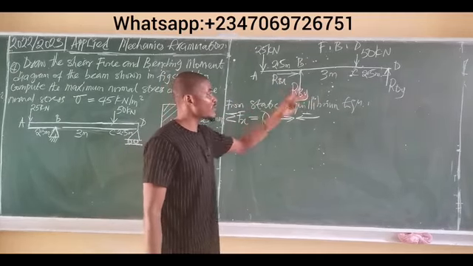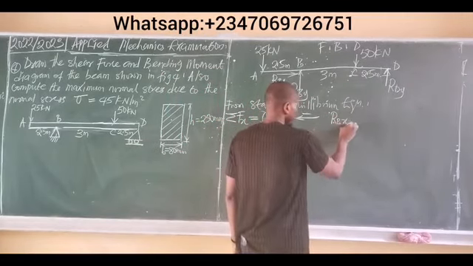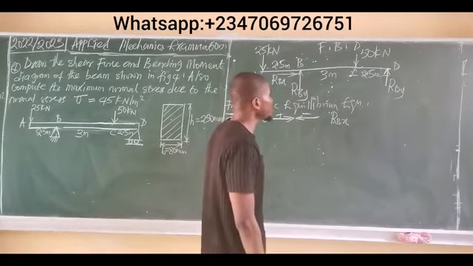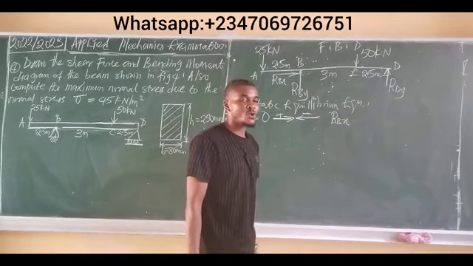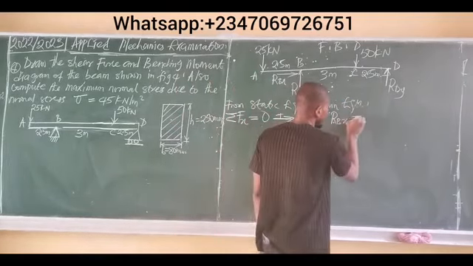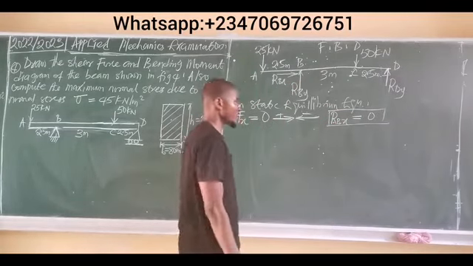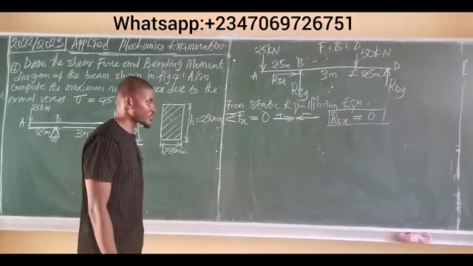Which means this horizontal force is a positive force. So you pick it out, RBX. But if you look on this beam again, there is no other horizontal force. So that means RBX is equal to 0 from the law. Summation of all horizontal forces should be equated to 0. That's the first static equilibrium law.